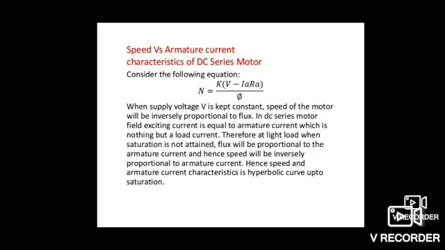Speed versus armature current characteristics of DC series motor. Consider the following equation: N equals K of V minus IA RA, divided by phi. That is, N is proportional to EB by phi. When supply voltage V is kept constant, speed of the motor will be inversely proportional to flux. In a DC series motor, field exciting current is equal to armature current, which is nothing but the load current. Therefore, at light load, when saturation is not attained, flux will be proportional to the armature current, and hence speed will be inversely proportional to armature current. Hence, the speed and armature current characteristic is a hyperbolic curve up to saturation.